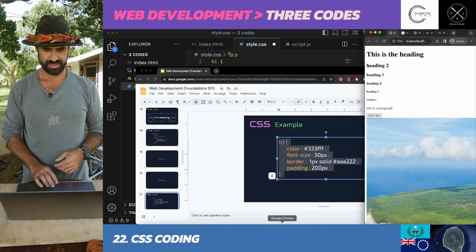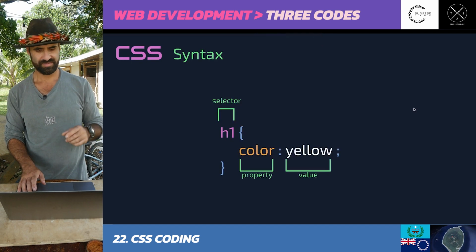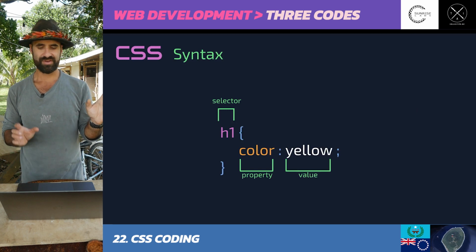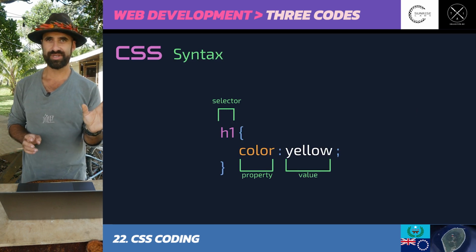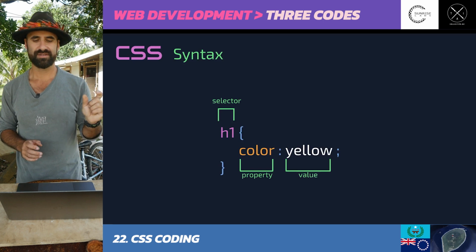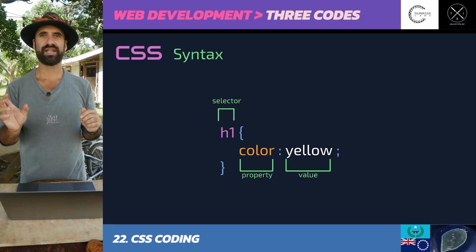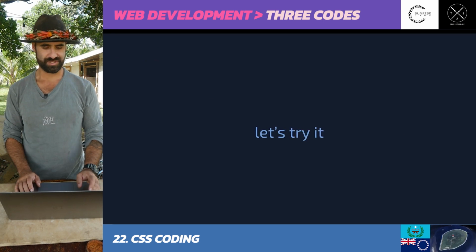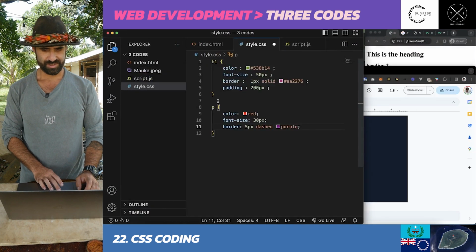Actually, I've got a slide for this. So yeah, you have your selector, you have a property, and you have a value. So you want to change the property about the element that you've selected, but we need to apply a value to it, and that creates the CSS rule. So let's try it, which we're doing. And there we go. We've got some rules applied to the paragraph, some rules applied to the H1.